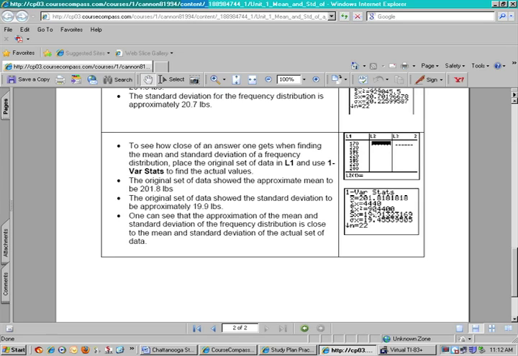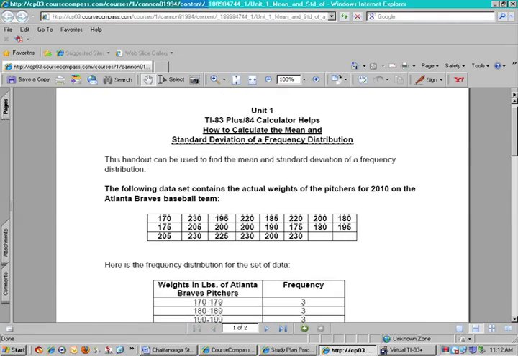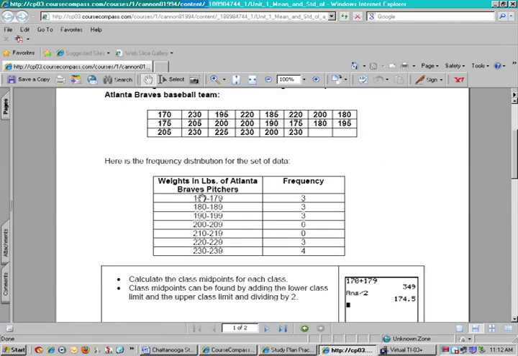So we're fairly close. You notice that you are doing an approximation when you find the mean and standard deviation of a frequency distribution. It's because we don't know all the exact values. We just know there were 3 in this middle. So we're approximating by finding the midpoint. So that's how you find the mean and standard deviation of a frequency distribution.